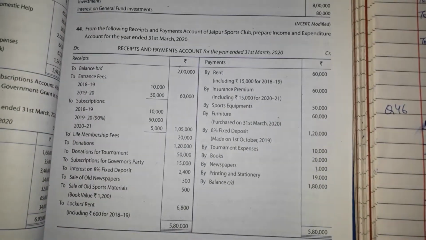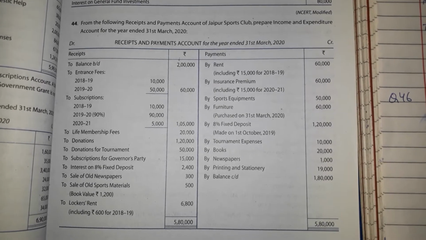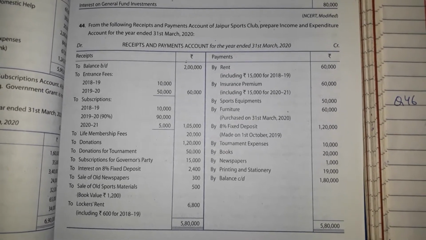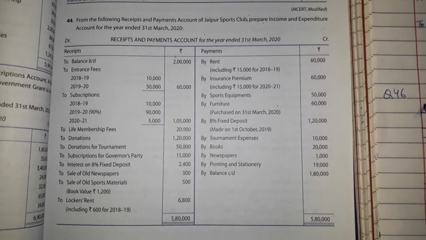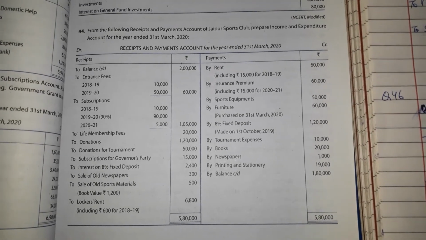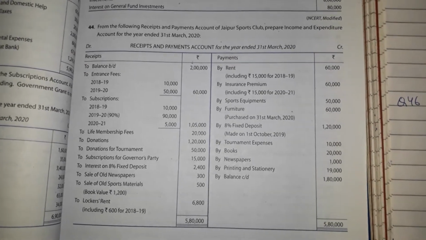Good morning, everyone. In the last class, we studied the treatment of subscriptions and consumable items in income and expenditure account. Now that we have studied all the items related to income and expenditure account, let's start preparing the income and expenditure account through the receipts and payments account given. Now, we will solve question number 44 in order to understand this.